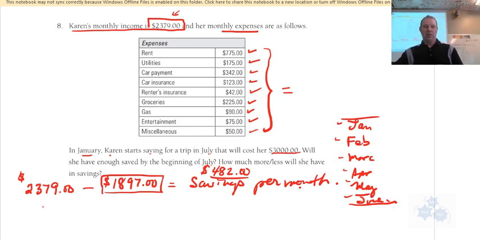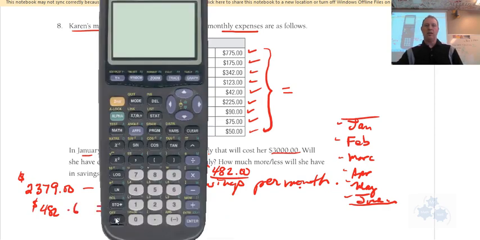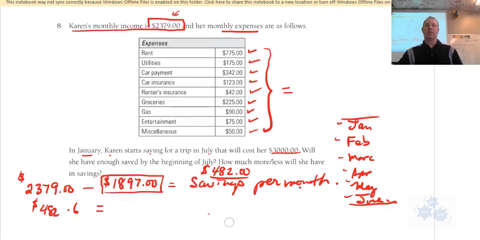Okay? So let's see. 482 times 6 is what? 2,892. That's what you got? Okay. So will she have enough saved by the beginning of July? Our answer would be what? No. So how much short of money is she?